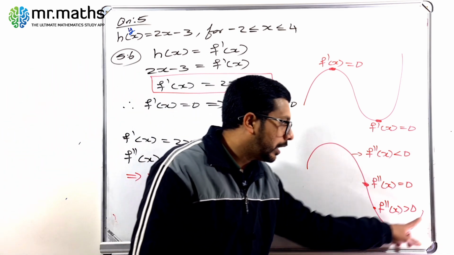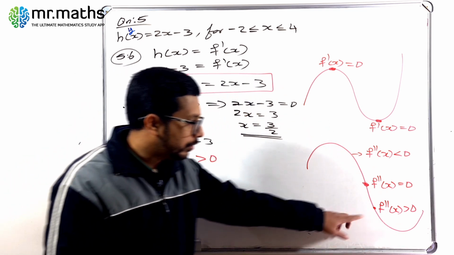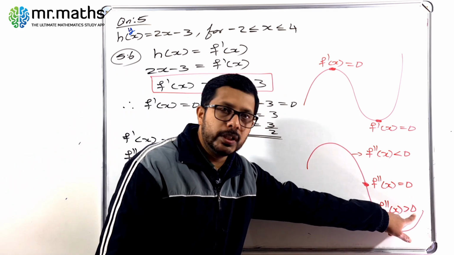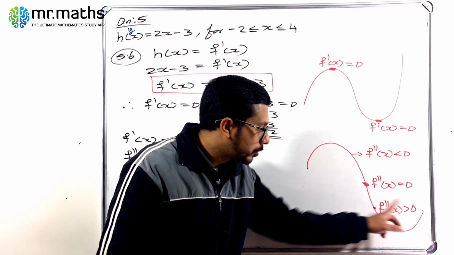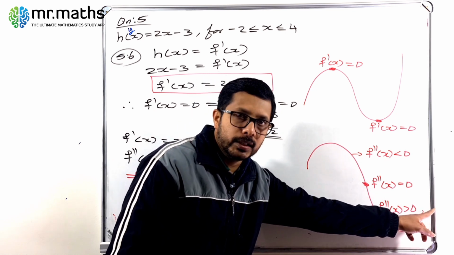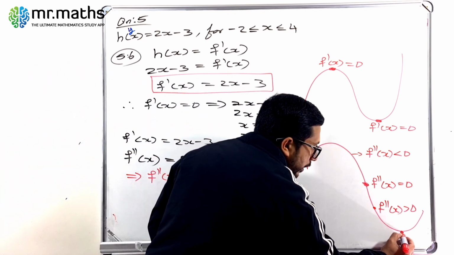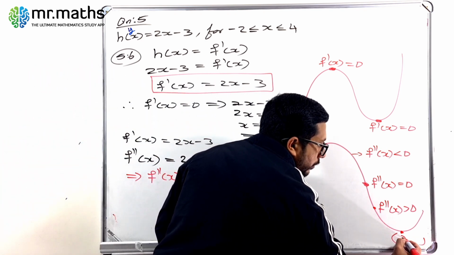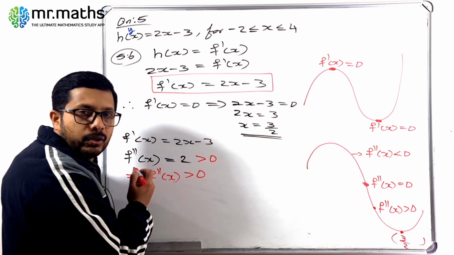The shape of the graph is like this. You understand? I already told you, if the second derivative is greater than 0, meaning positive, then the shape of the graph is like this. So what is the turning point x value? 3 over 2. From here we got the turning point x value is 3 over 2.